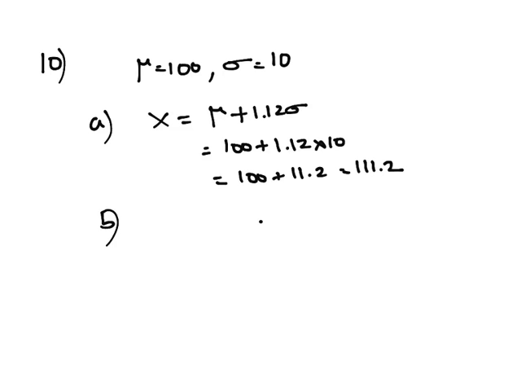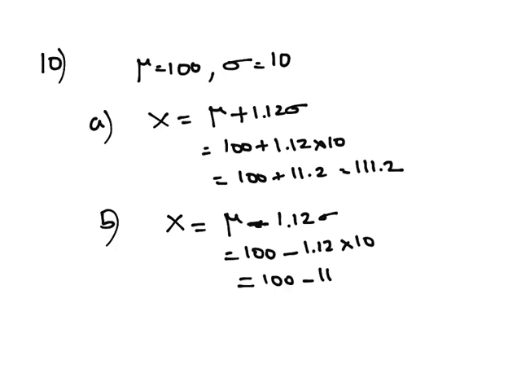And B is, find the value of x that is 1.12 standard deviations below the mean. That means x is mu minus 1.12 times sigma, so 100 minus 1.12 times 10, so 100 minus 11.2, so 88.8. So the problem is over.